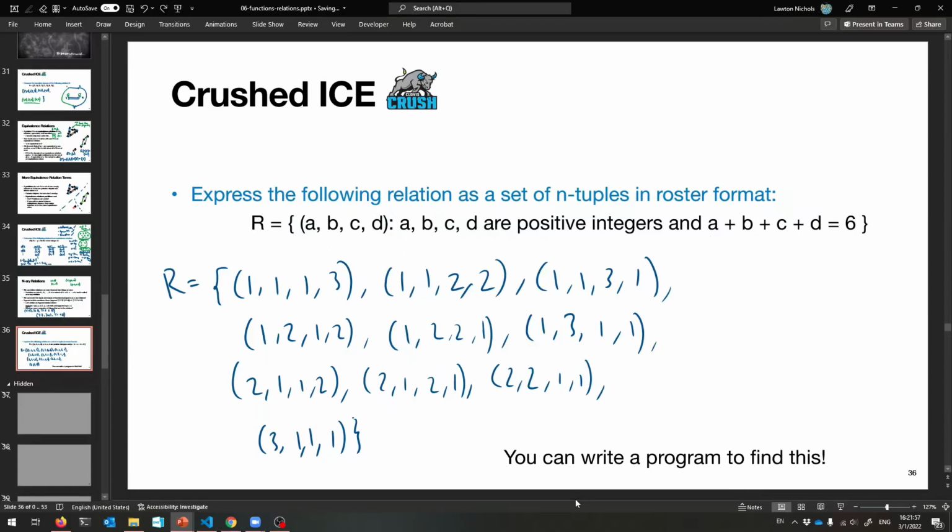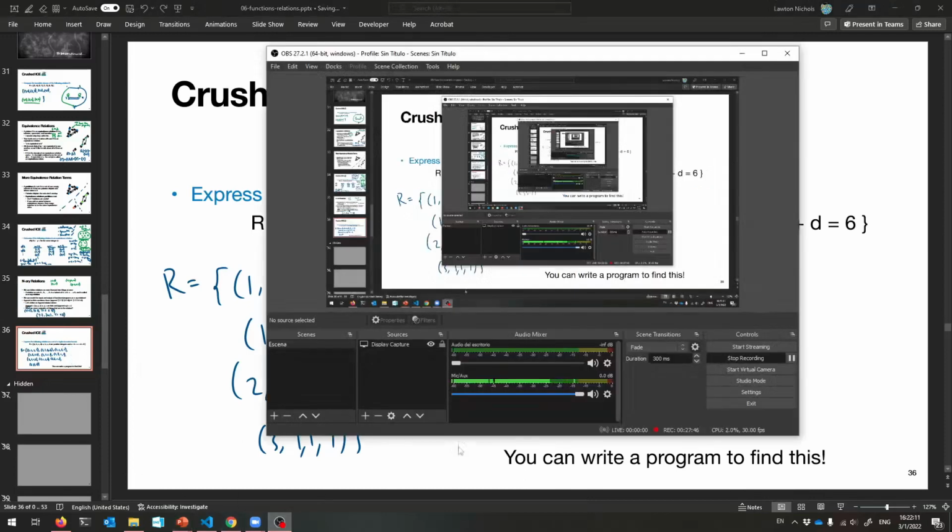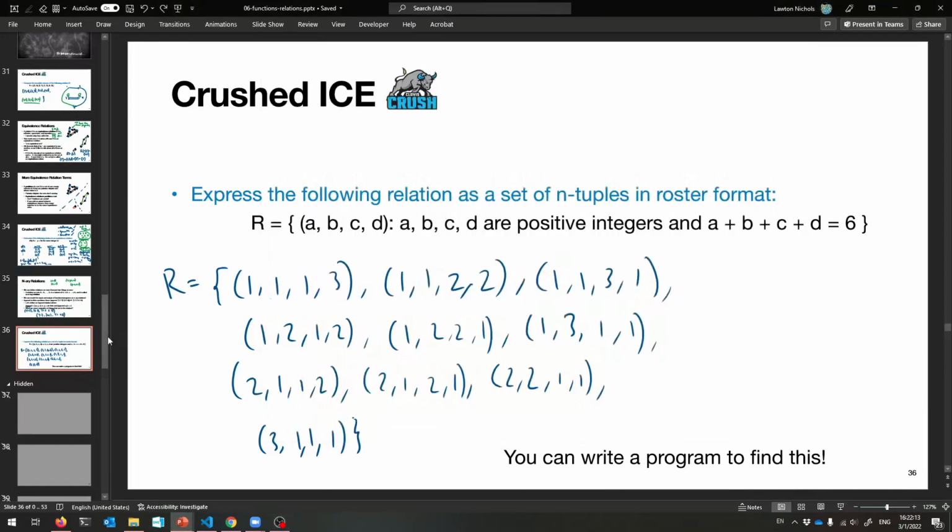So that is a four-array relation, and we just wrote it out in set form. Okay? So that is the end of our functions and relations slides. Yay, we did it. So let's check the time and see how much more we can do.